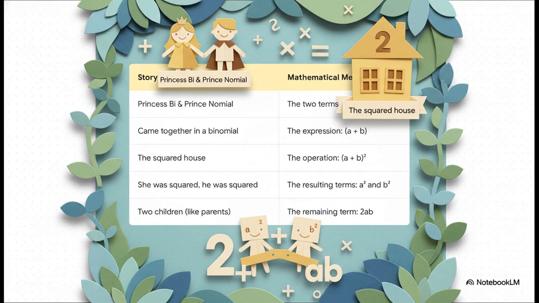But the children, that's the really clever part. See, when you square something, you multiply it by itself, right? So you have (A plus B) times (A plus B). When you multiply that out, you get A times B, and you also get B times A. Those are the 2 children. They're those identical middle terms. Put them together, and you get 2AB. So this story literally turns an abstract formula into a little family you can actually remember.